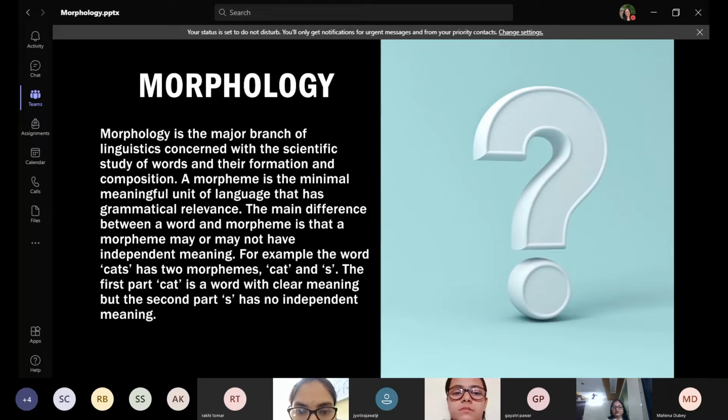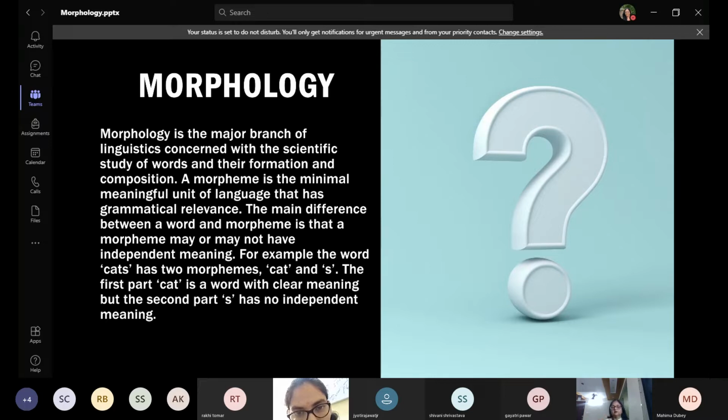Child, childish. The word child has one morpheme. Okay, childish. Childish is one word, but it has two morphemes, child and ish. Child has independent meaning, but ish does not have independent meaning. Right?